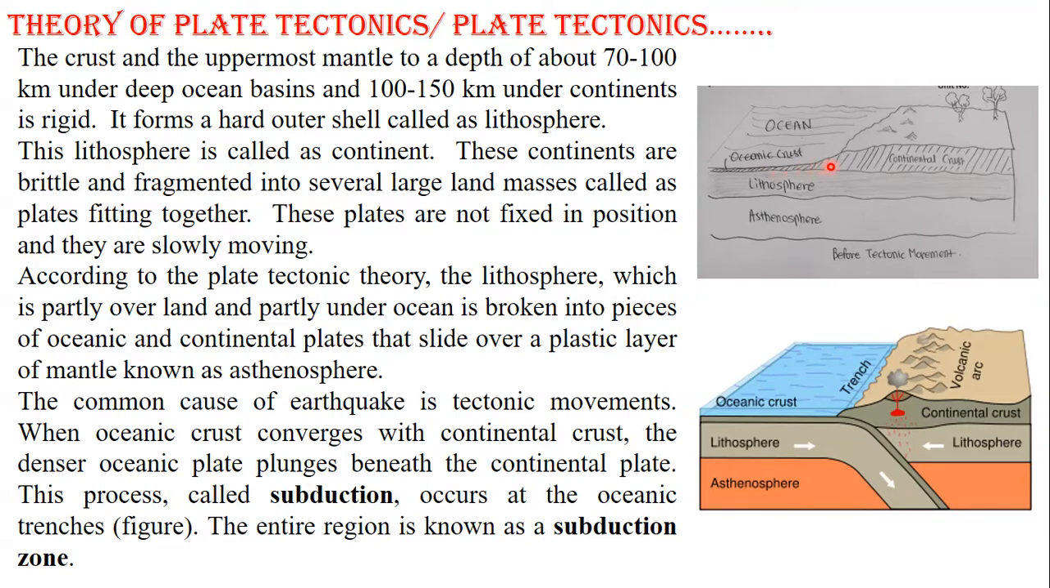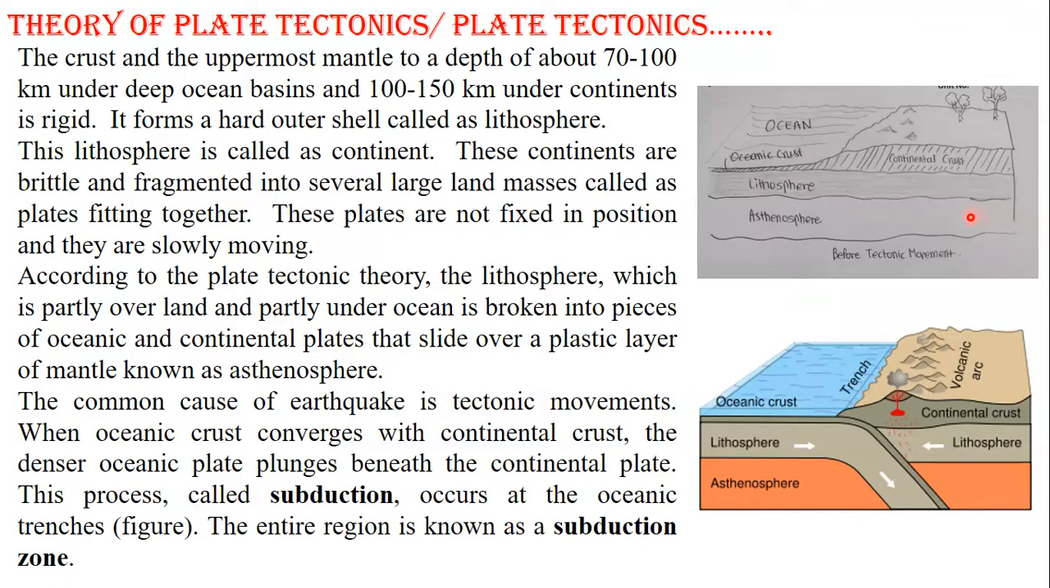This entire layer is crust. This is below the ocean, hence called oceanic crust. It has less thickness. This is continental crust since it is under the continent. And below this continental crust there is a layer called lithosphere. This lithosphere is there under the continental crust and under the oceanic crust.